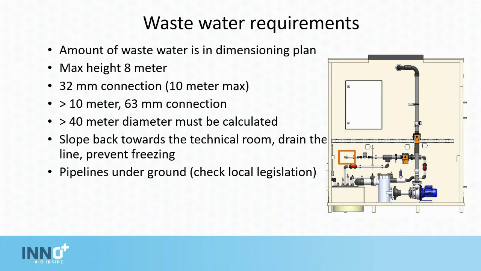All the pipe work should be sloped back towards the technical room, so that the water always runs back to the technical room. After a drain cycle is run, the water will then always flush back to the technical room. By doing so, this pipework is protected against frost. If you want to put the piping in the ground, check your local legislations about this.